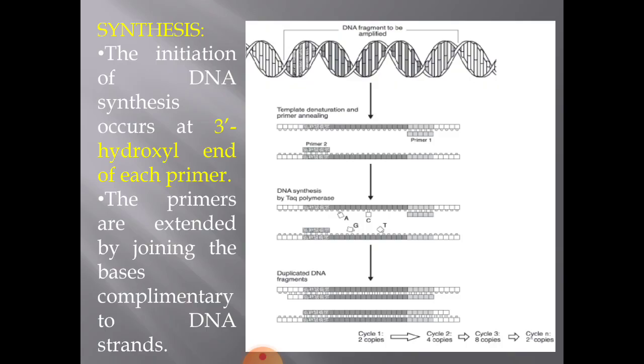So at the end of cycle 1, PCR cycle 1, you get 2 copies. At the end of cycle 2, you get 4 copies. At the end of 3, you get 8 copies. That is a matter of 15 minutes. So like this, you keep on getting, finally you get billions and billions of copies, right?